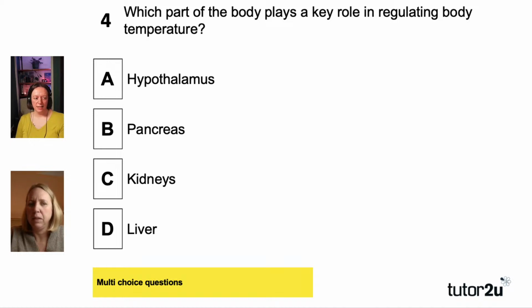I can see Princess Magic and My Life straight in saying A, hypothalamus. Alicia is saying hypothalamus as well. Great. And Asosa, well done, everyone. Been doing some good revision here on homeostasis today. Excellent. Round of applause.